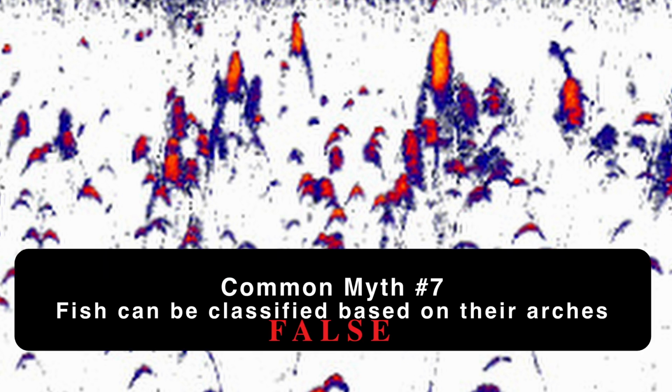That brings me to my last and final myth. The myth going around is that fish can be classified based off of their arches. This is false. As previously stated, there are a number of different reasons why fish arches appear the way that they do. Because many fish species have similar properties in terms of their air bladder and their air bladder size in relation to their body size, it would be difficult, if not impossible, to definitively answer that question.